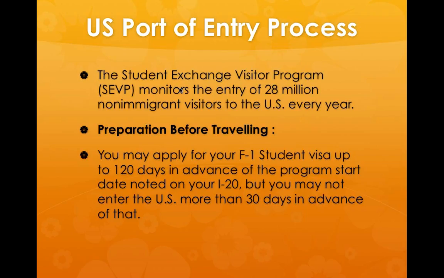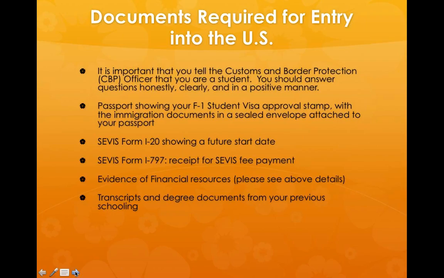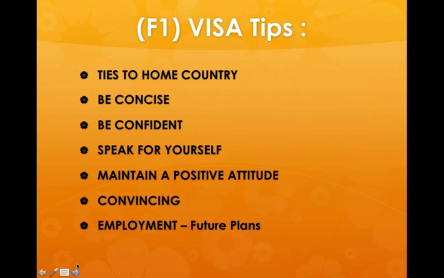So preparing before you travel, you may apply for your F1 student visa up to 120 days in advance of the program start date noted on your I-20, but you may not enter the US more than 30 days in advance of that. If your I-20 says your class is going to start on 1st of January 2016, then you cannot enter the US on 1st December 2015, and if you do, you will be sent back home. So these are the documents required for entry in the US. And again, I will let you know later what documents are required to do in the US.